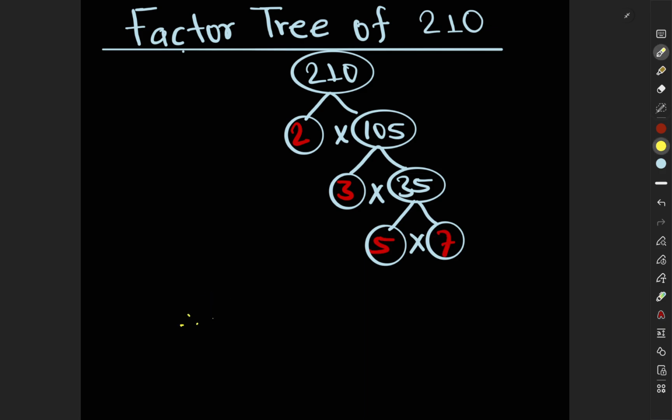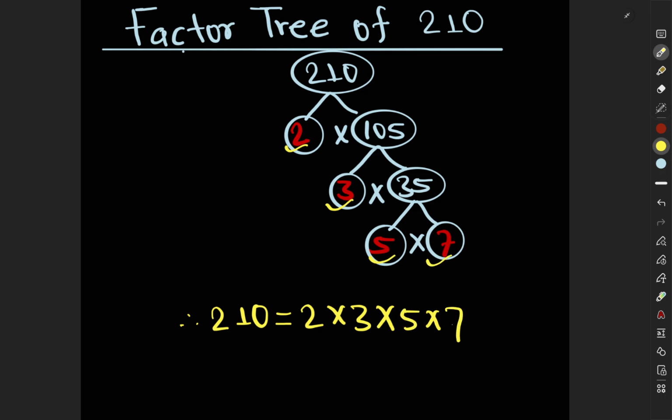So we can write 210 as the product of these prime numbers. So this is 2 times 3 times 5 times 7.